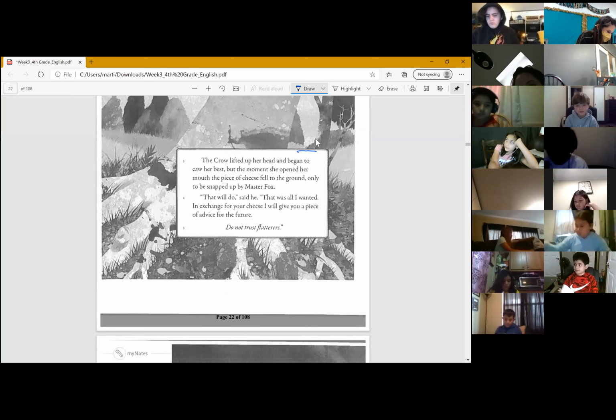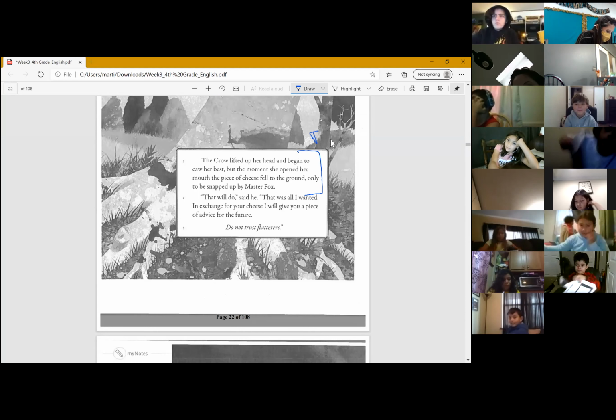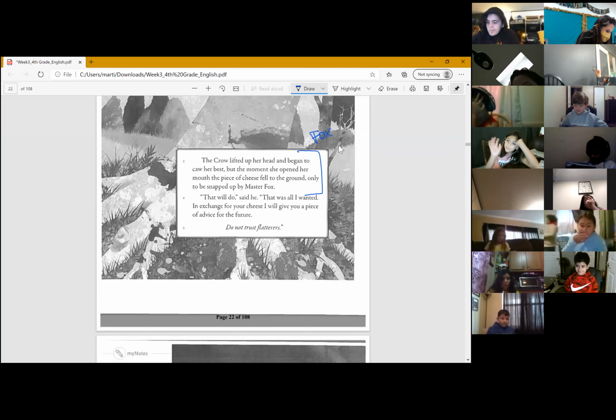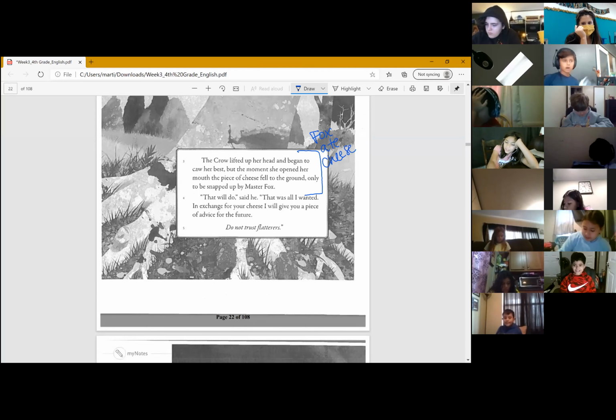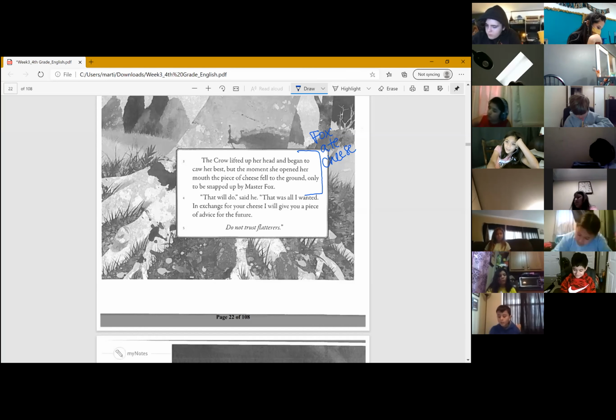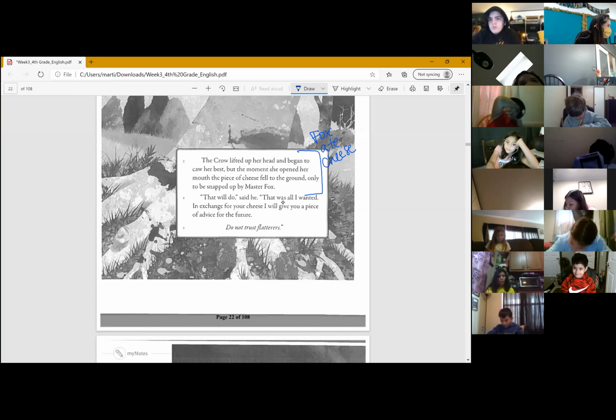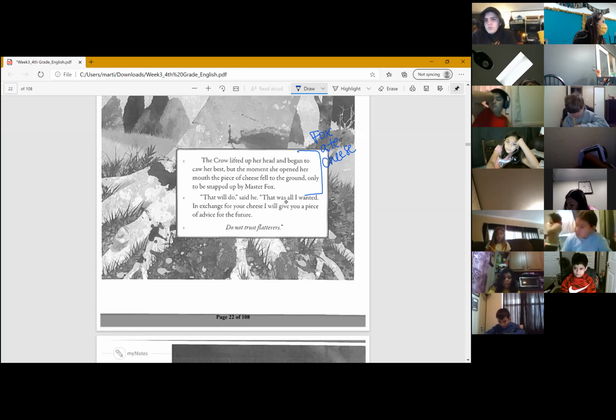Fox ate, what did he eat? The cheese. Thank you. My prediction was right. It was. Thank you, Emily. She started singing, and then the cheese fell, and the fox grabbed it to eat it. Yes, thank you. "That will do," he said. That actually gives you a connection about the cheese.